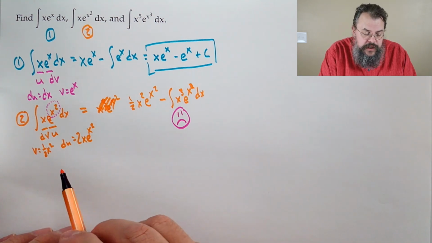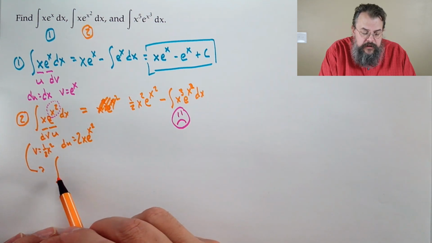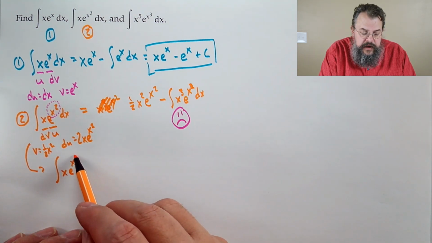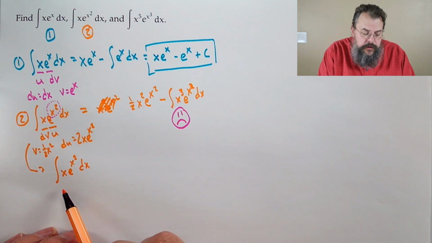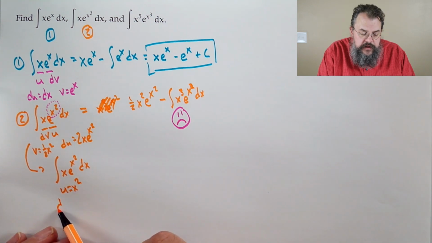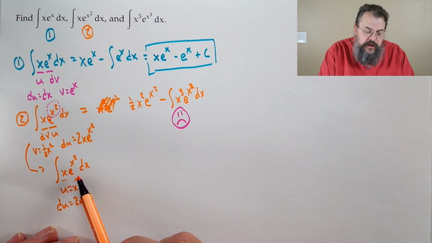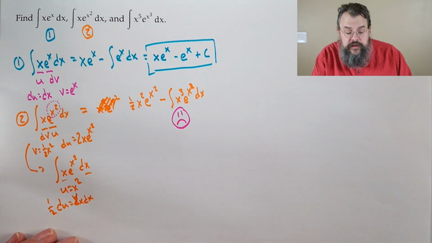So suppose we come down here and rewrite it. So you have the integral of x e to the x squared dx, and we're going to do a substitution. u equals x squared, then du would be 2x dx. And we're like, wow, perfect. There's an x dx there.